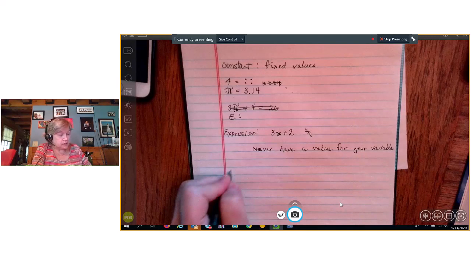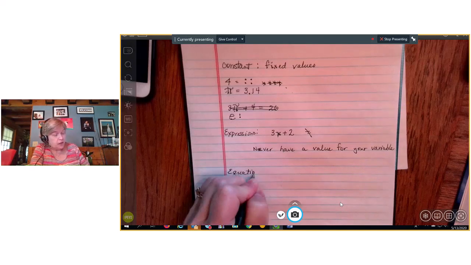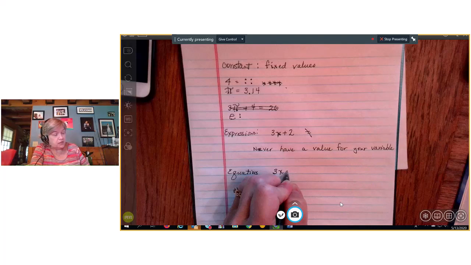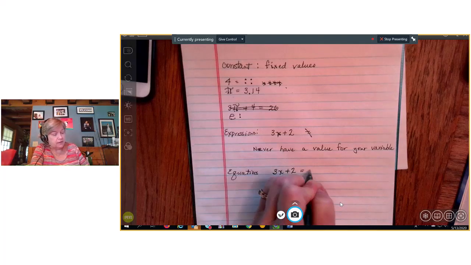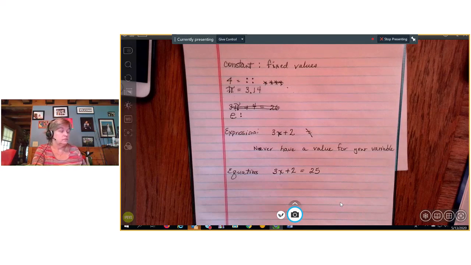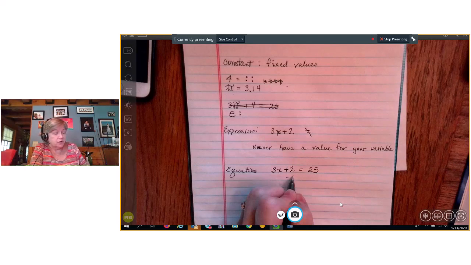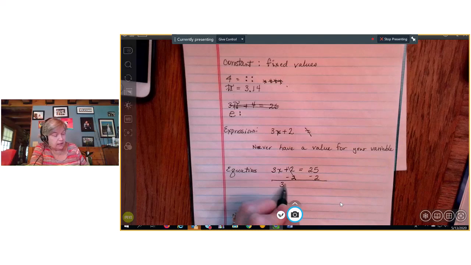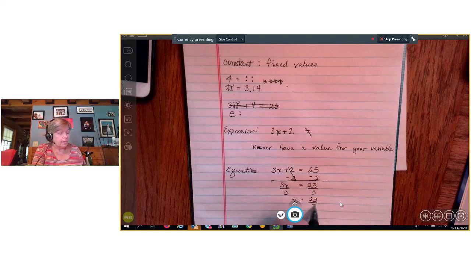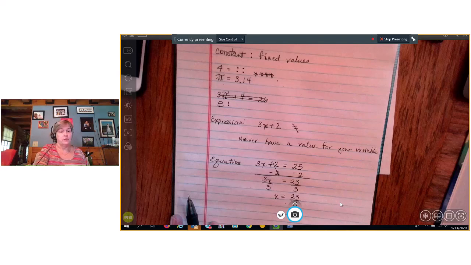Now, equations. If I had 3x plus 2 equals 25, and this is not going to come out even, I would subtract the 2 from both sides. 3x is going to equal 23. I would divide the 3 from both sides. And now x is going to equal 23 thirds. In an equation, we do have a value for our variable.